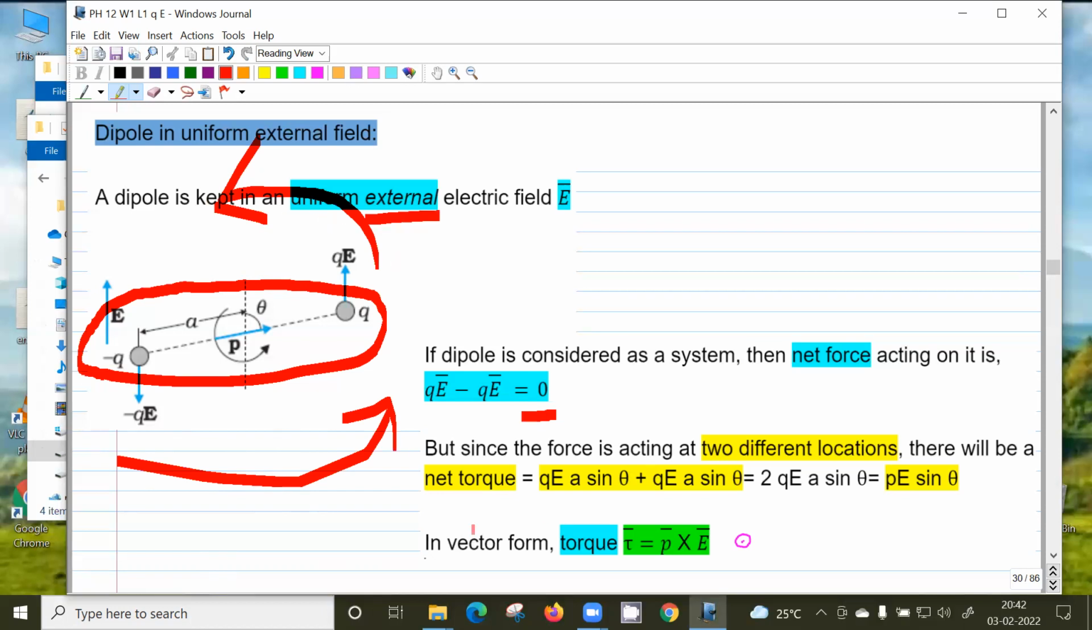Why does this turning effect happen, sir? See, the charge Q will have some mass, right? So let me assume both have equal masses, M and M. If you have a body and I try to apply a torque, it will try to rotate about its center of mass. That's a basic concept. And the center of mass here is in the middle, right? This is the center of mass.